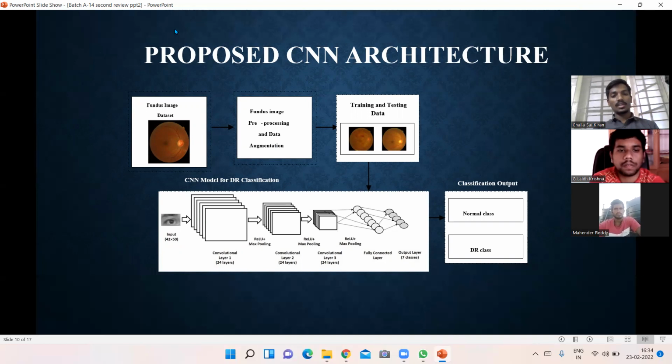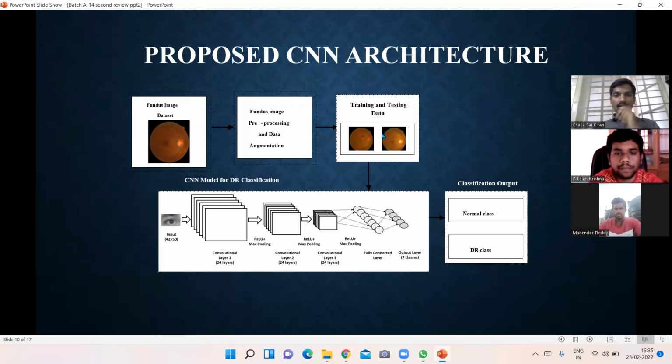Data augmentation is a technique of creating new training data from existing data. By applying these, we get training and testing data. Training data will be 80% and testing data will be 20%. So the 80% training data will be used to create the model and the testing data will be used to measure the accuracy of the model.